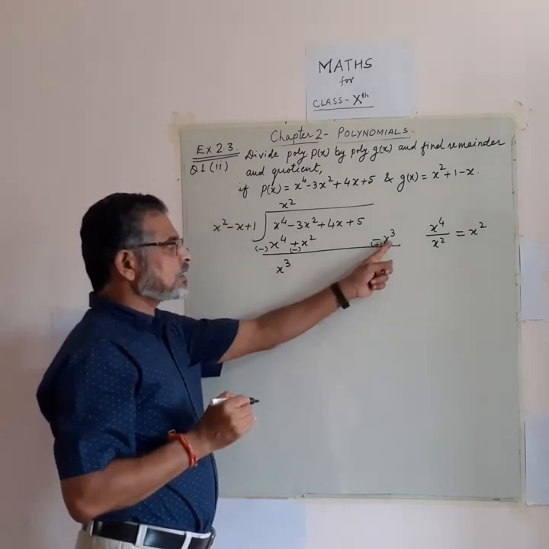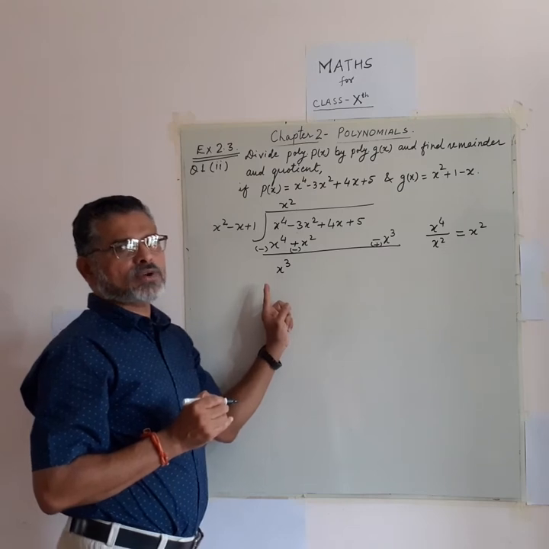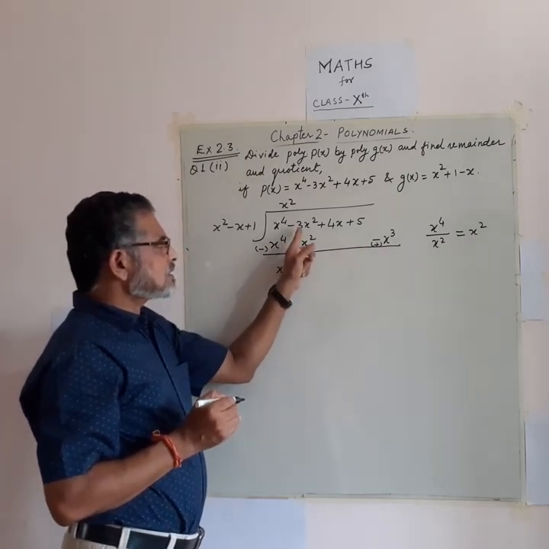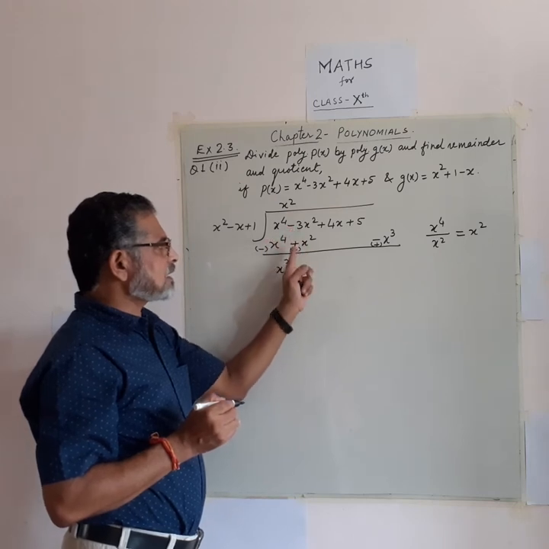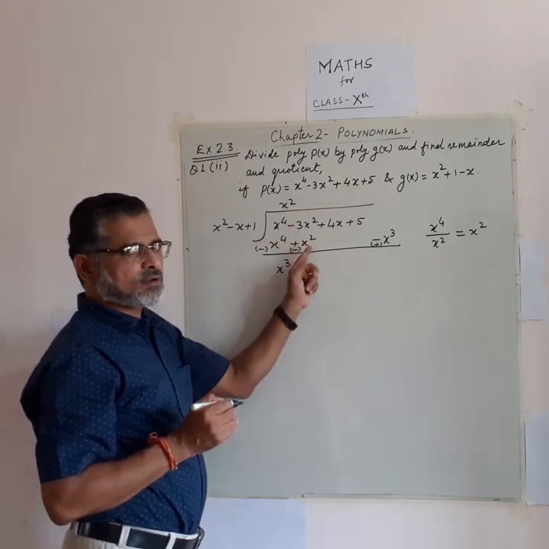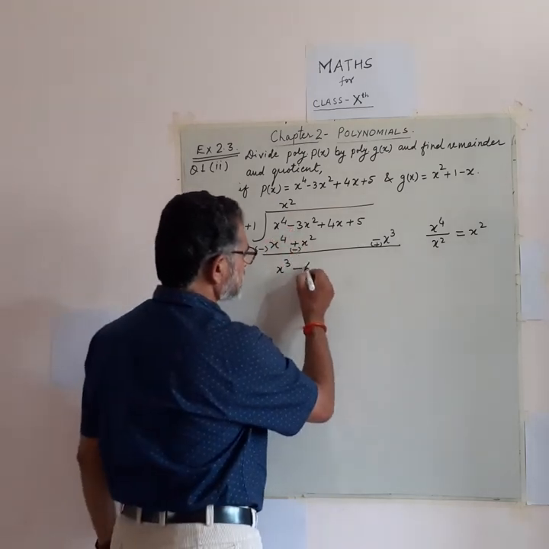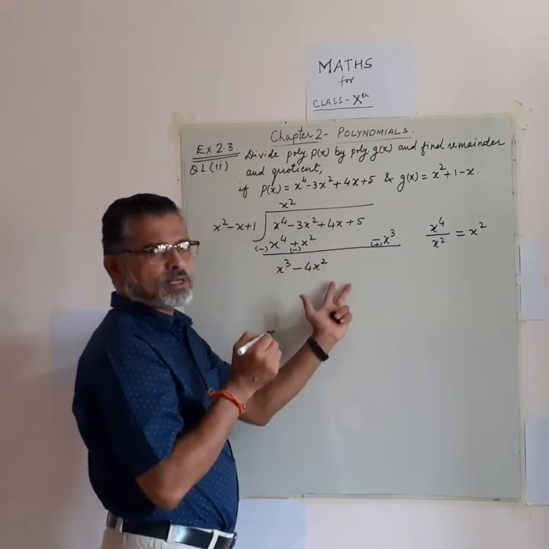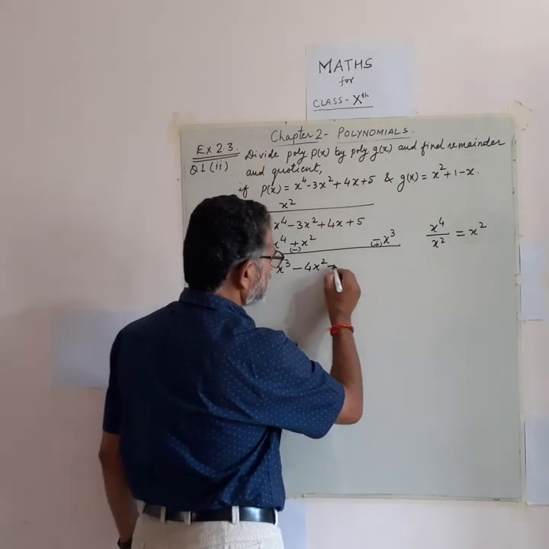ये क्यों लिख रहे हैं? क्योंकि अल्टीमेट हमें हाईएस्ट डिग्री को फिर एलिमिनेट करना है, तो इसको हमने पहले लिख दिया. Now subtract this: minus 3x square and minus x square, okay, minus 4x square होगा. और the remaining terms जो हैं इनको भी हम नीचे लिखेंगे.